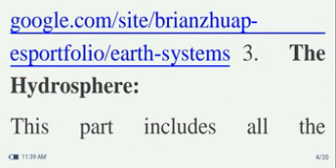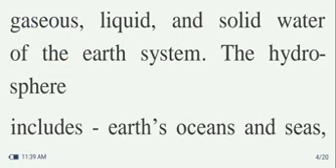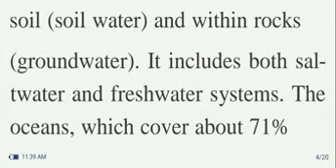The hydrosphere. This part includes all the gaseous, liquid, and solid water of the Earth system. The hydrosphere includes Earth's oceans and seas, polar ice, glaciers, icebergs, lakes, rivers, and streams, atmospheric moisture and ice crystals, areas of permafrost, moisture found in the soil, and within rocks, groundwater. It includes both saltwater and freshwater systems.